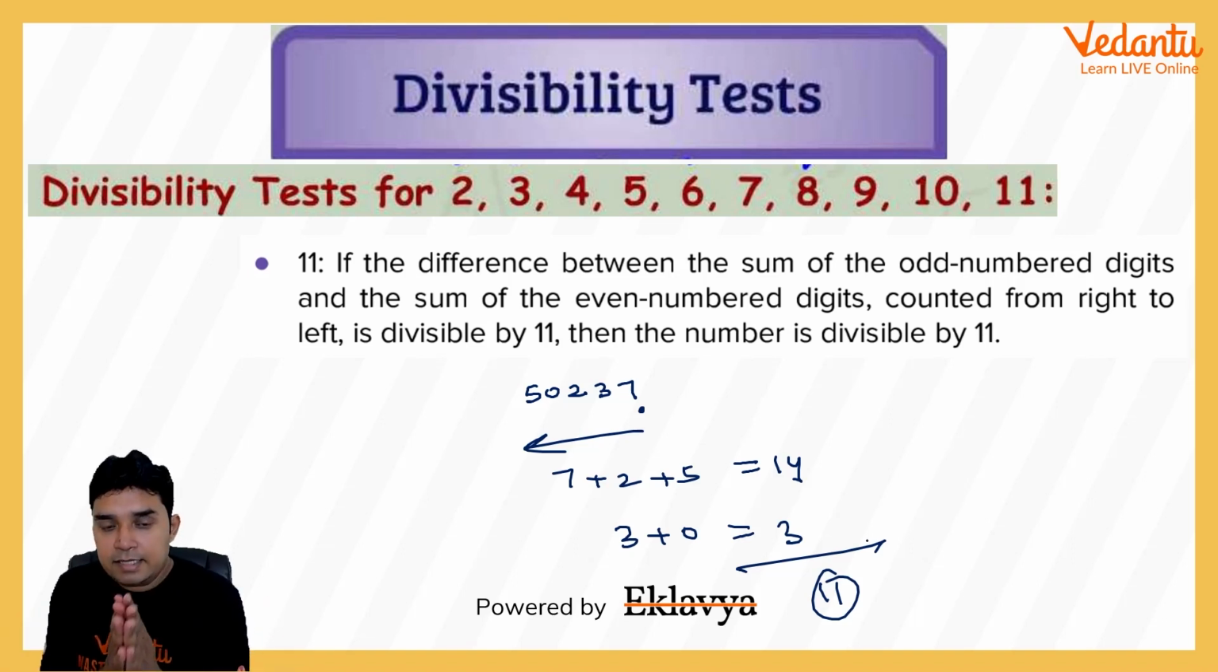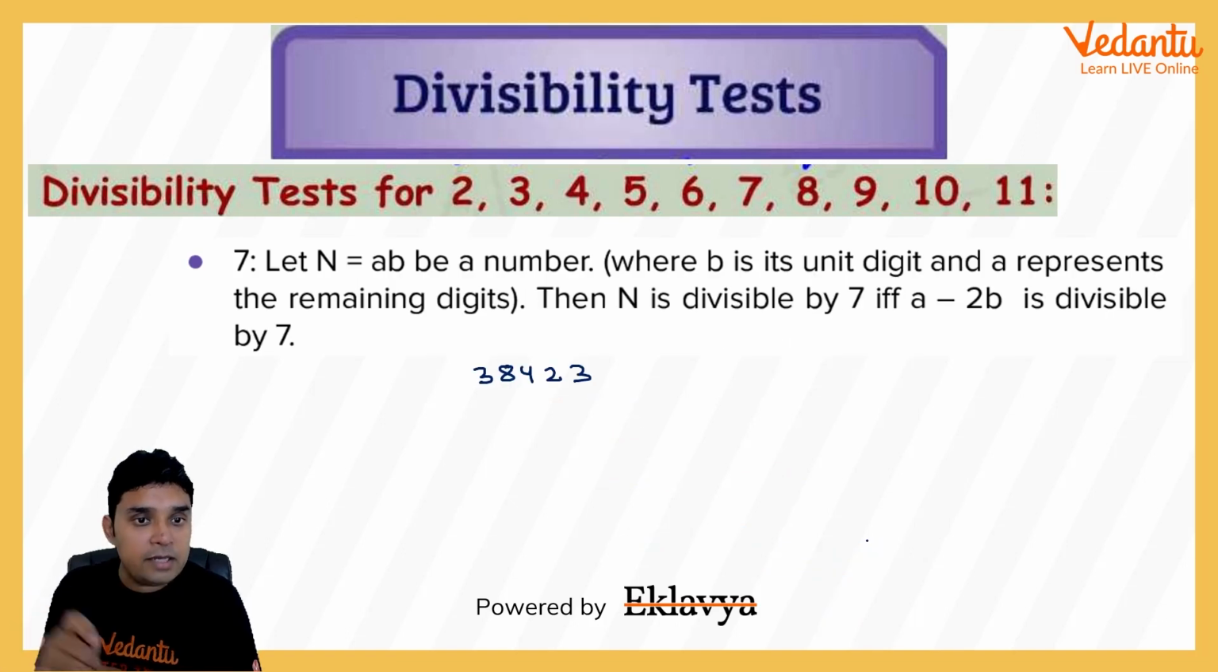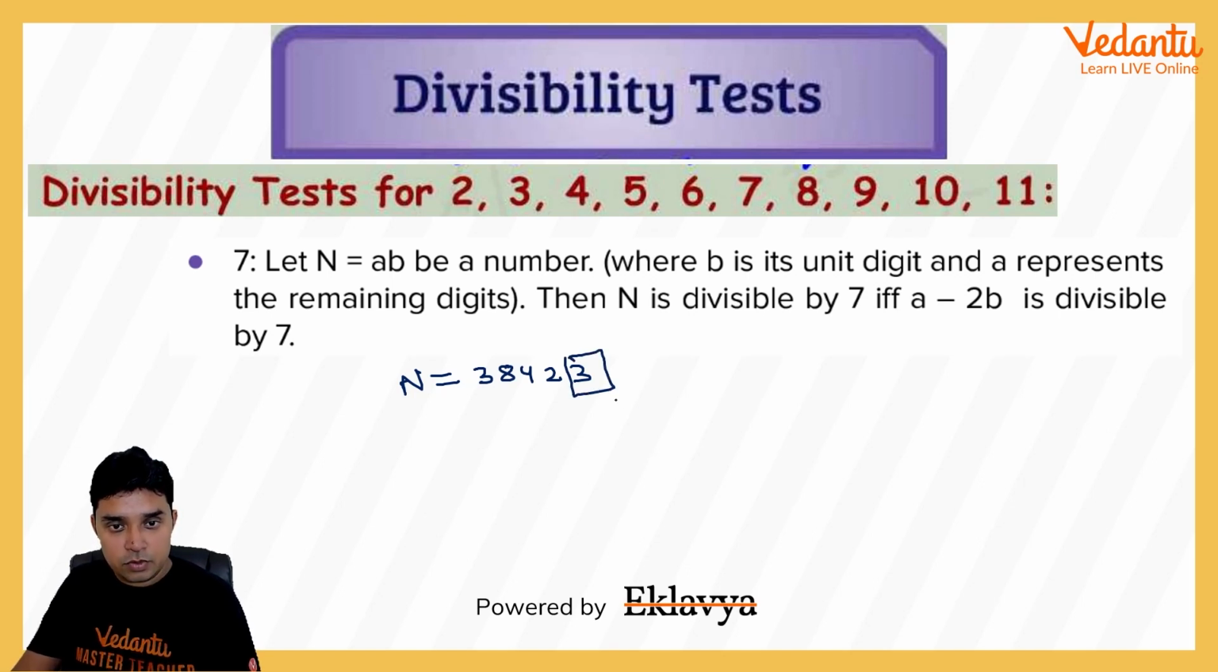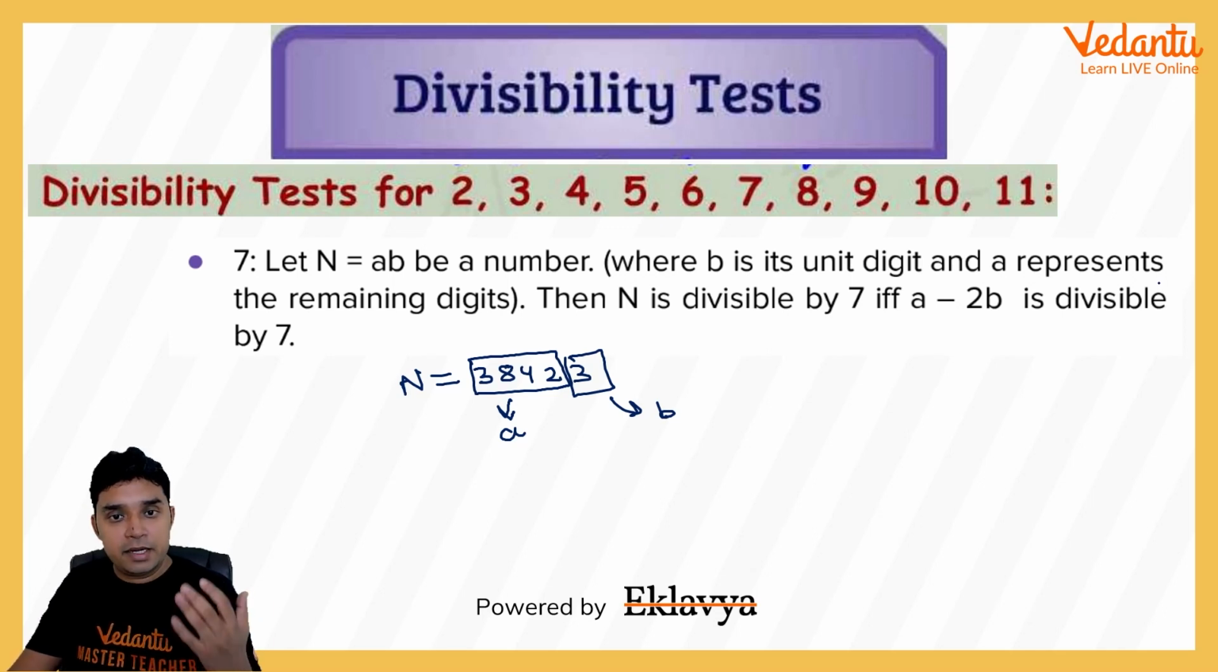I think these tests are very popular, many students may be knowing, but there is one test of divisibility by 7 which many of you may not be knowing. Please see what it is. Suppose you have a number n which is AB. AB means B is the unit place. So in this example, B is 3 and all the rest, 3842, is A. So B is the unit digit and A represents the remaining digits.